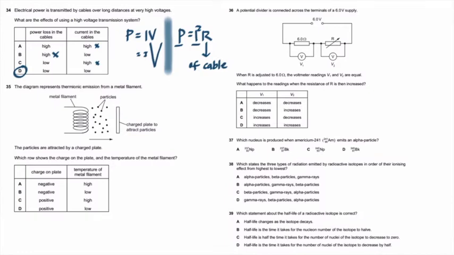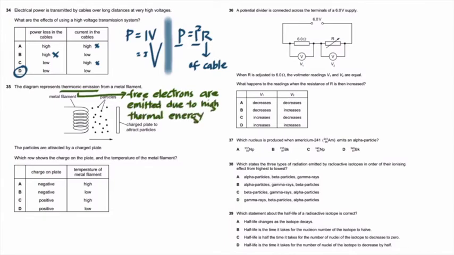Now here, thermionic emission is the process where free electrons are emitted due to high thermal energy. When this filament heats up, electrons jump out of the surface and likely go to the particles here. The particles then become negatively charged, and since these negatively charged particles are attracted to the plates, we can say that the plates are positively charged. The answer here is C. Plates are positive, and this phenomenon happened because the temperature of the filament is high.